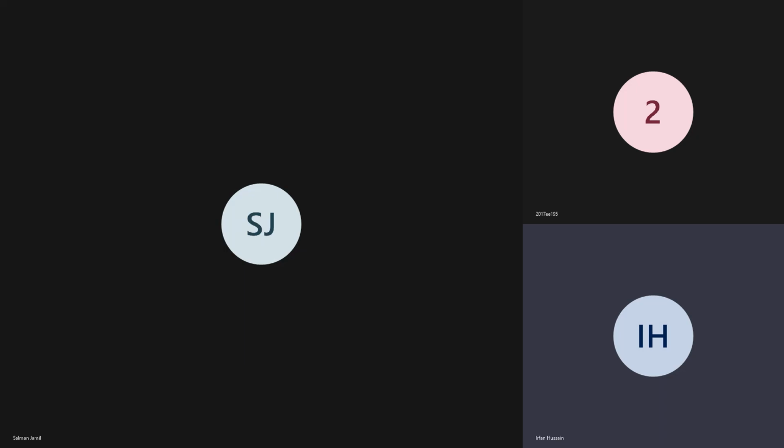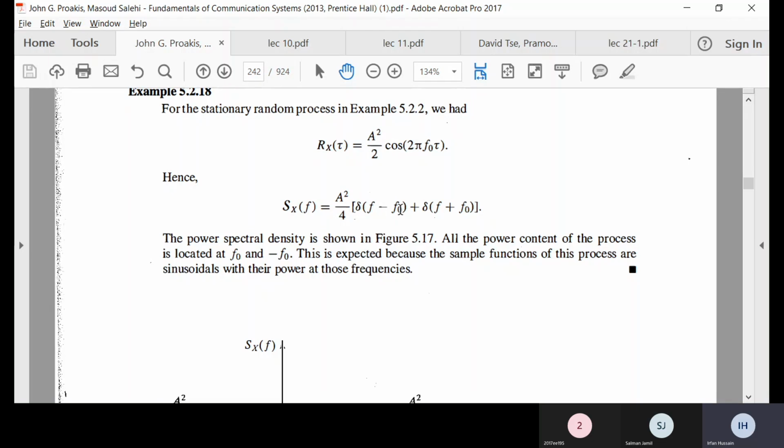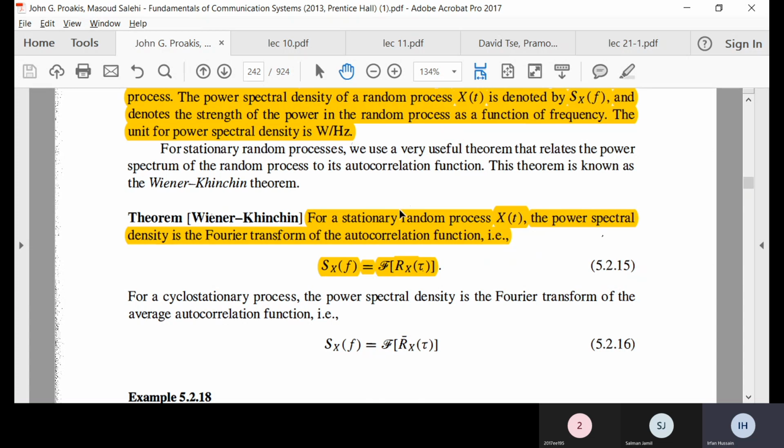When a random process passes through an LTI system, you have multiple random processes, one at the input and one at the output. How are they related to one another, and what is the relationship of their autocorrelation functions?